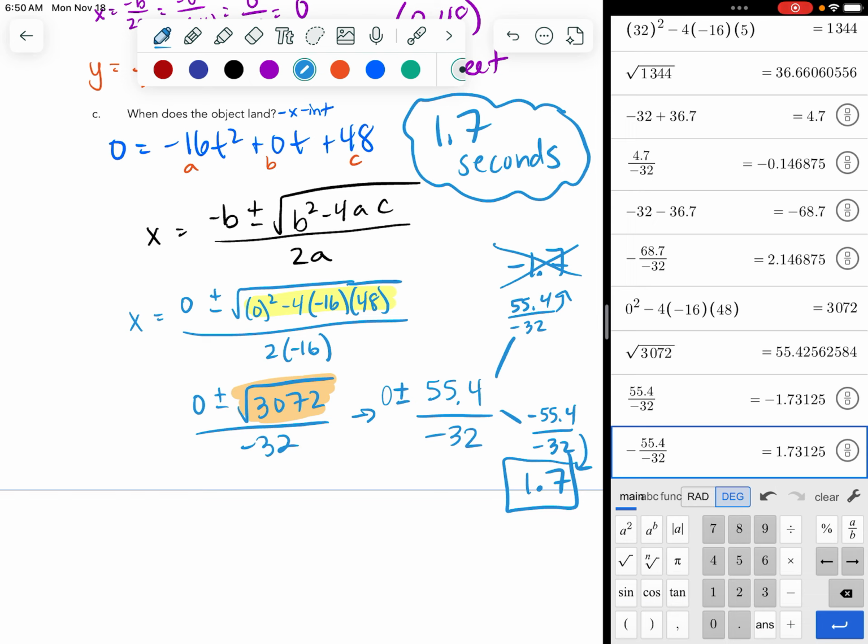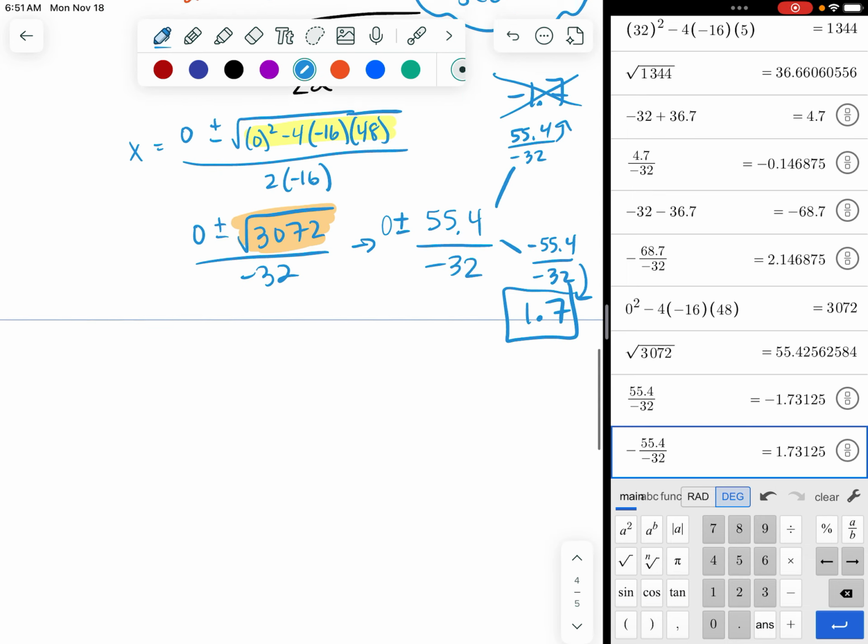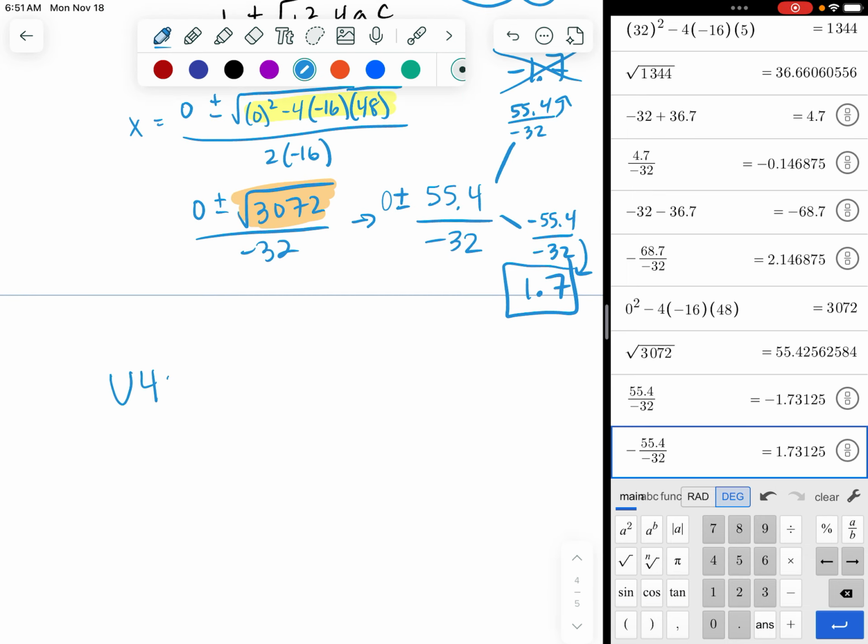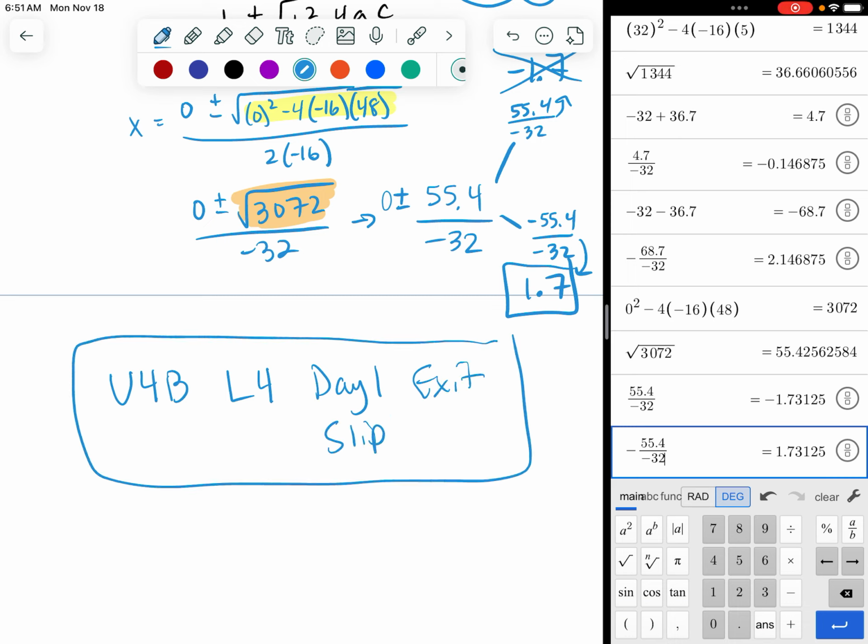Okay, we are going to do more practice with this tomorrow, but I know some people are going to be at Rise. And then on block day, we're actually going to do a project with this stuff. Okay, so you guys have a short assignment on Schoology right now. This is the Unit 4B, Lesson 4, Day 1 exit slip. We're going to have another one tomorrow just for more practice, but this would be the Day 1 one.